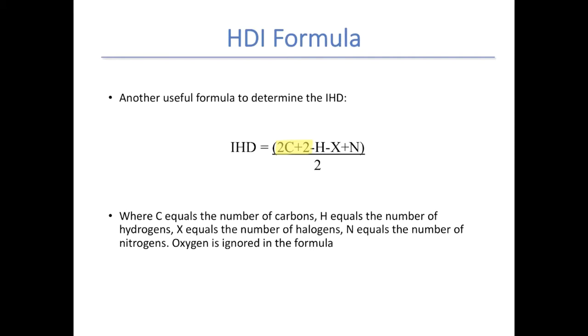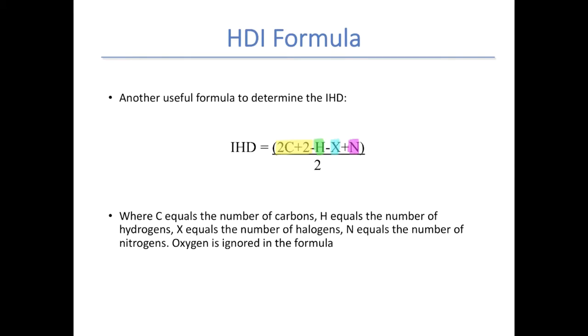From that formula, we then subtract out the number of hydrogens that are present. Then we subtract the number of halogens. Since halogens form one bond, they act like a hydrogen atom for the purposes of HDI. Then finally, we add in the number of nitrogens. The reason we add the number of nitrogens is nitrogen forms 3 bonds, 1 extra for purposes of HDI. We take this number and we divide it by 2 to figure out what the HDI is.